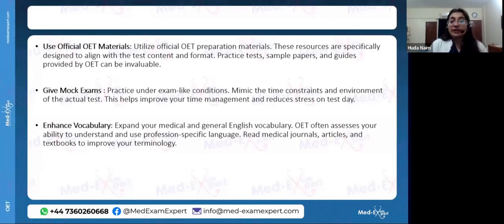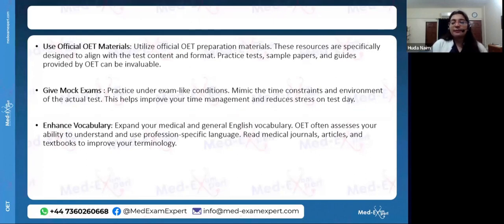Then the next thing would be to use the official OET materials, and utilize them well. At MedExam Expert, we have a lot of OET preparation materials on our website that are available for all of our course students. It is very good standard content that you can use to prepare for your exam. At the same time, please use all of the OET preparation materials that are present on the official OET website. Always solve all of those sample tests, and that practice will really help you improve your grades. And that would really improve your test taking skills as well.